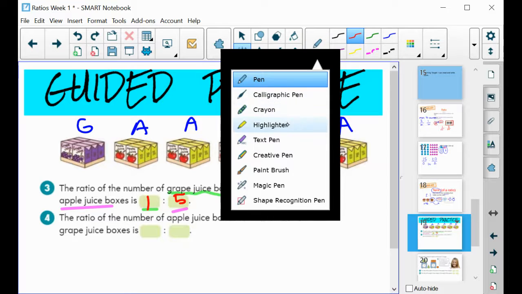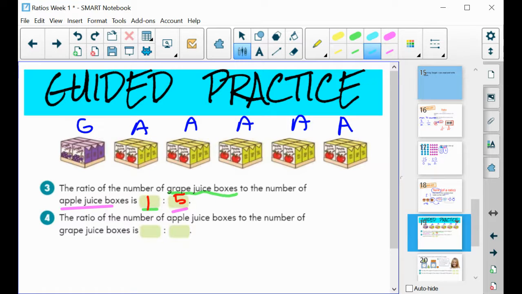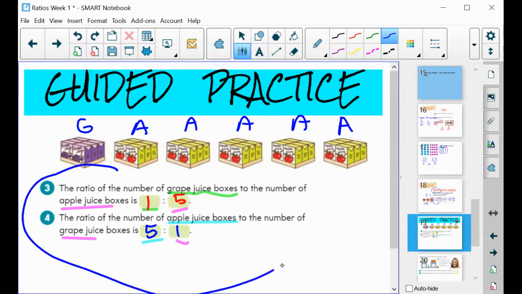Okay, now let's do the same thing down here. We're going to pay really close attention to what is going to be our first term in our ratio. The ratio to the number of, apple's going to come first this time. Apple is going to be our first term in our ratio, and we're comparing that to the number of grape. Grape is second. Okay, so let's go ahead and do our first term. Apple. 1, 2, 3, 4, 5. Grape is 1. See how those flip-flopped around as we change which term came first?